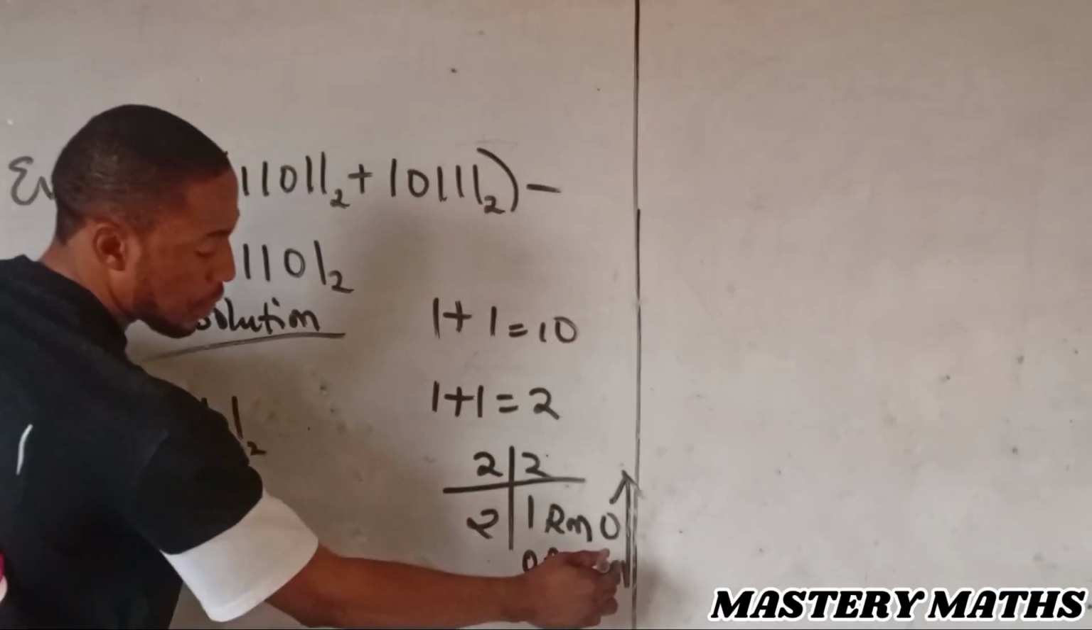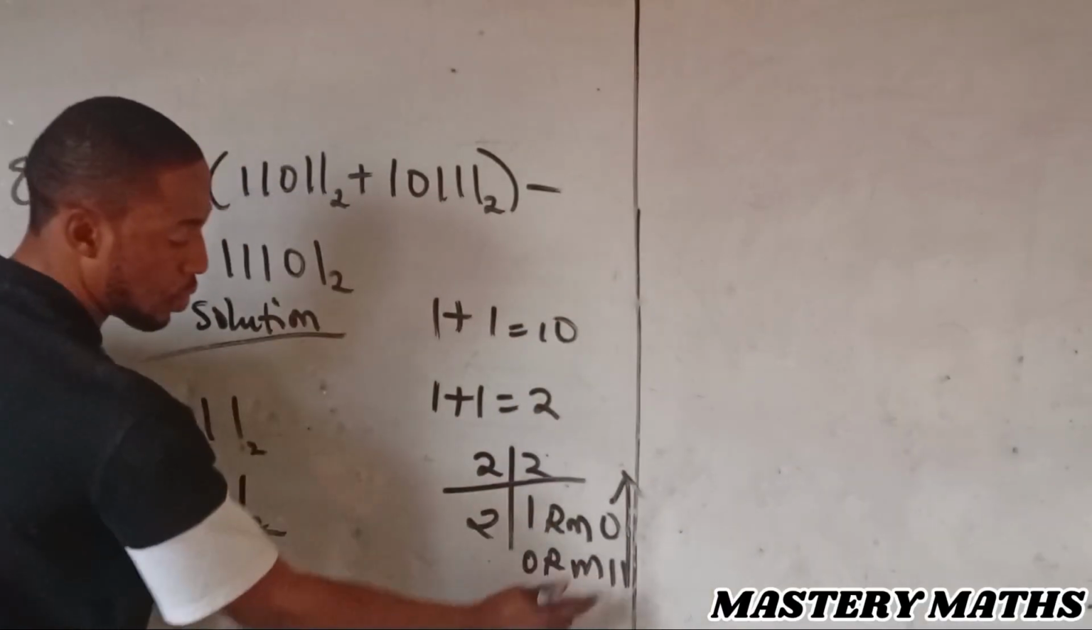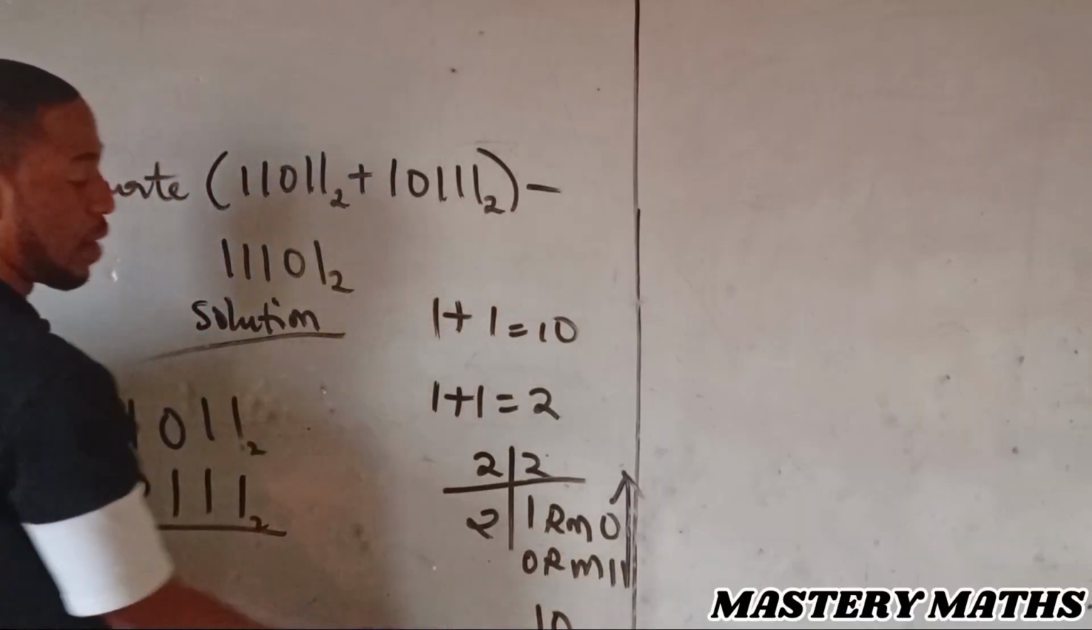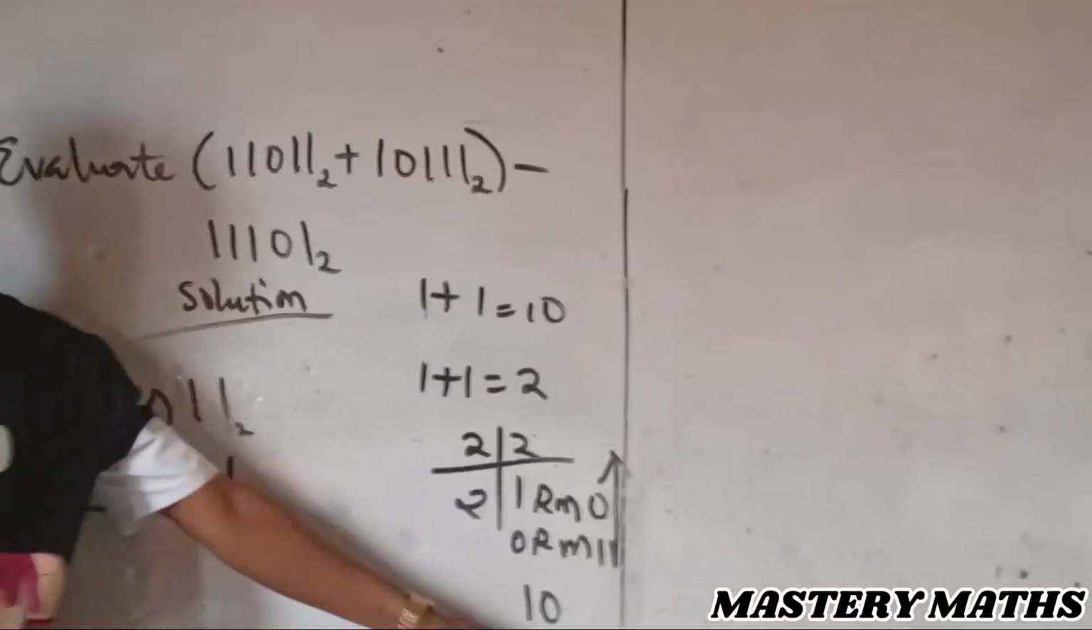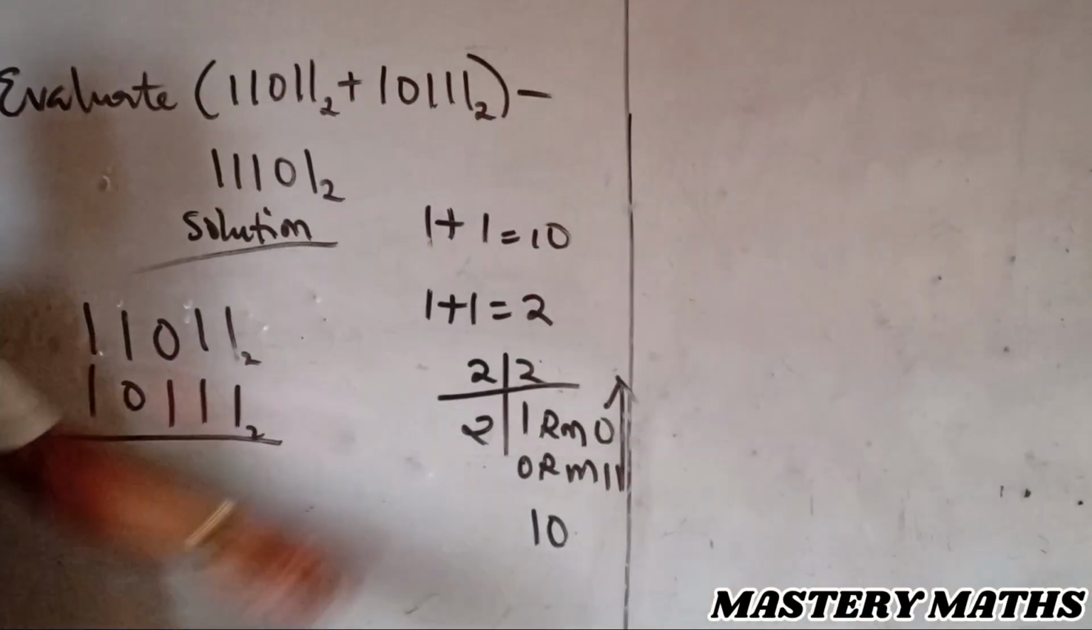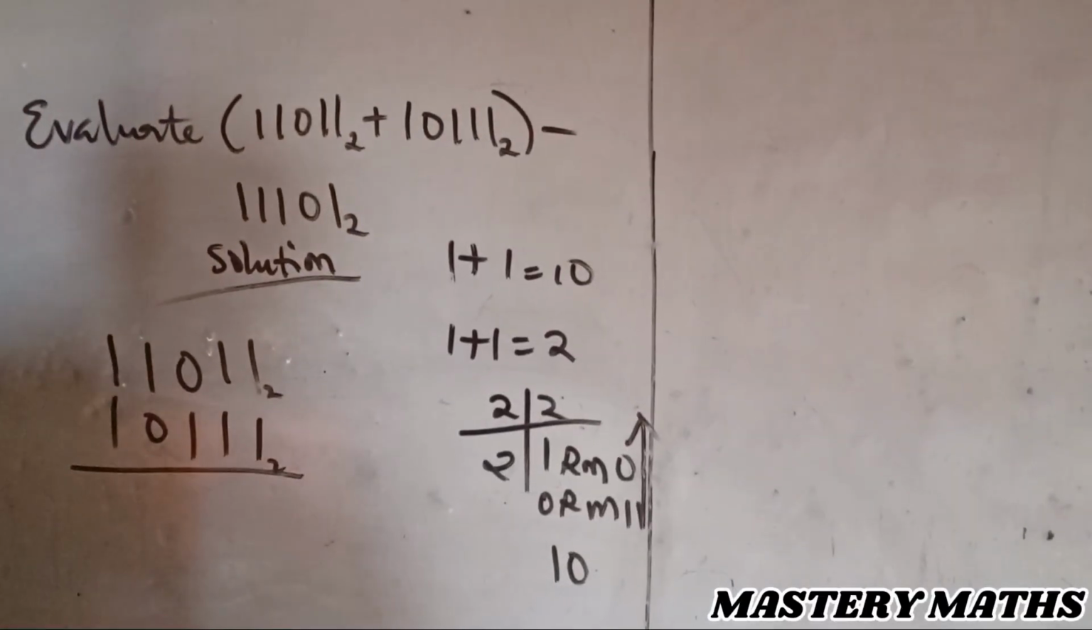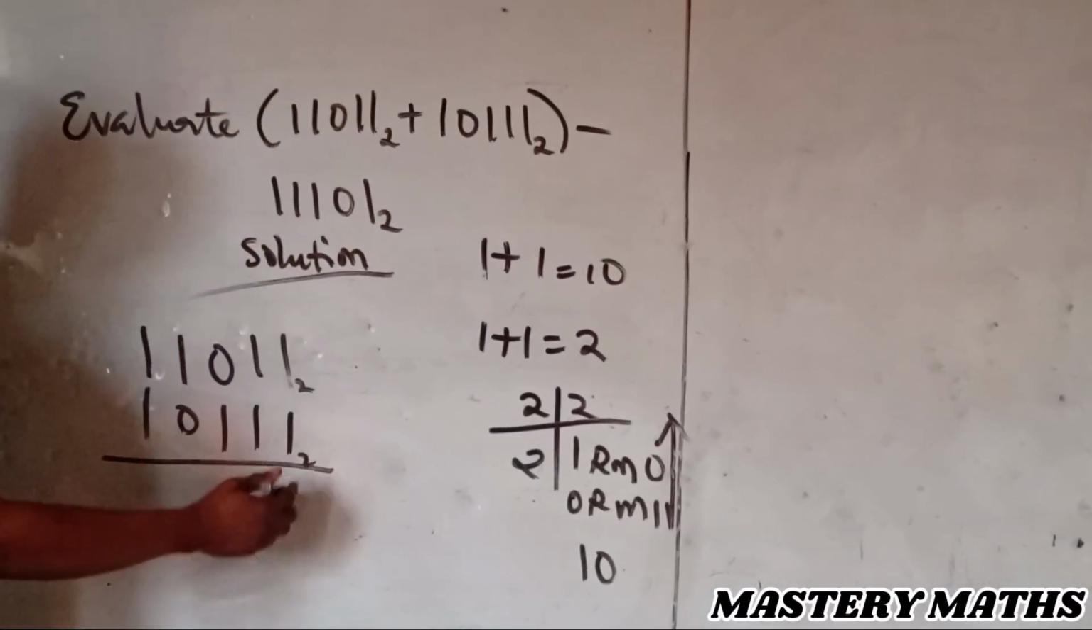Have you seen it now? How we got our 10. So, therefore, our answer is 10. So, that's how we got our 1 plus 1, 10. Look at the 10 here. Have you seen it now? So, our 1 plus 1 is 10 in binary.